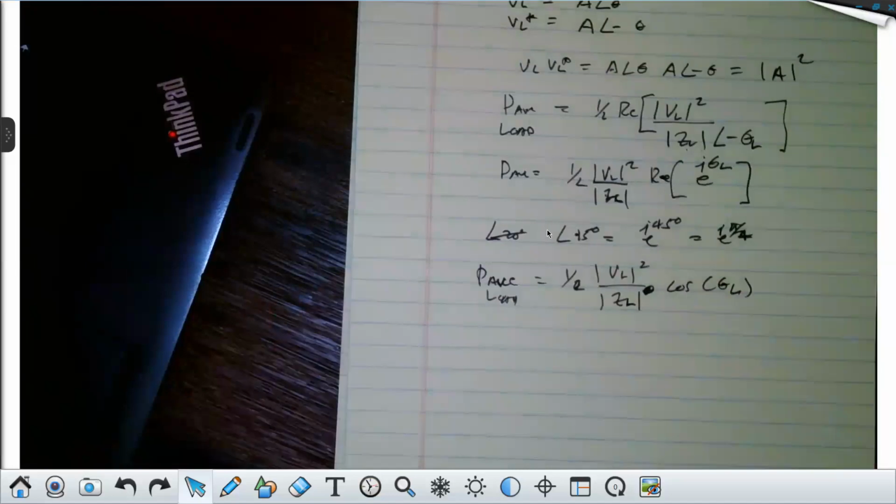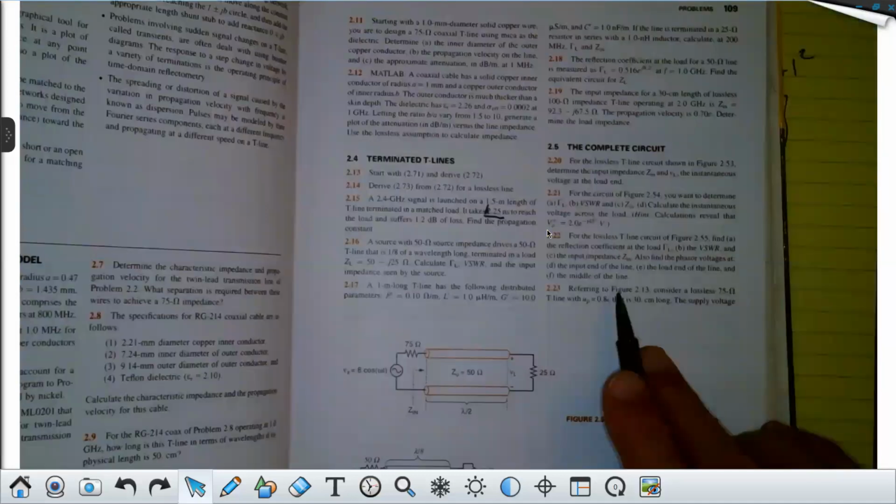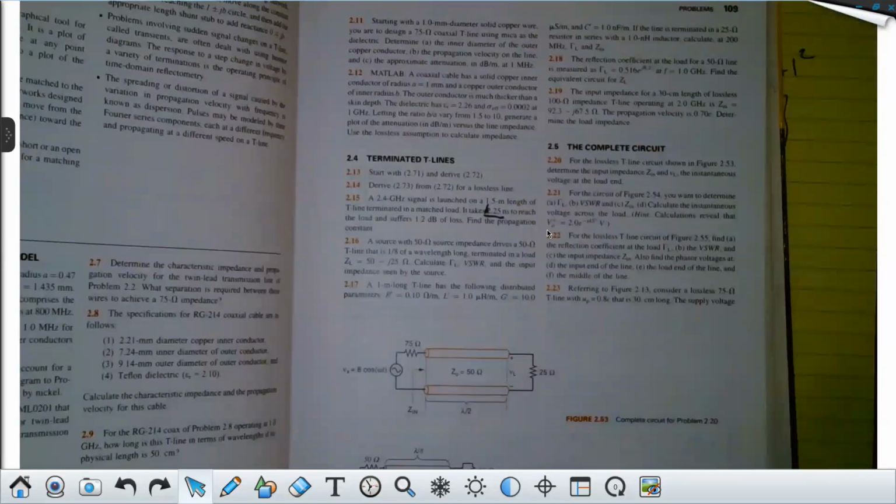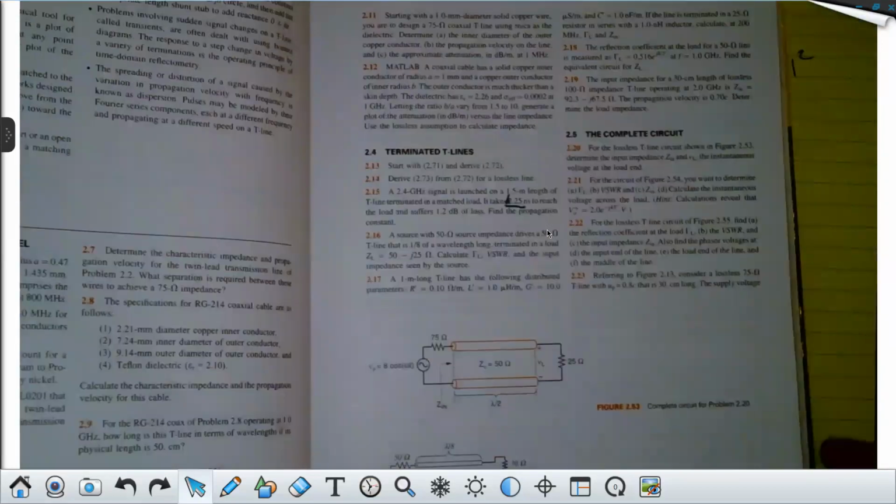And now you've got the complete circuit. Is everybody okay with that? I'm going to get back to problem 23 now, because what I've just shown you should answer any questions you have. So in problem 23 in the book, it says, referring to figure 2.13, consider a 75 ohm lossless T line. So let me find figure 2.13.